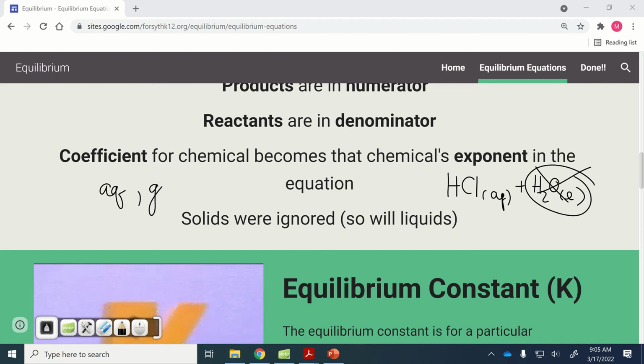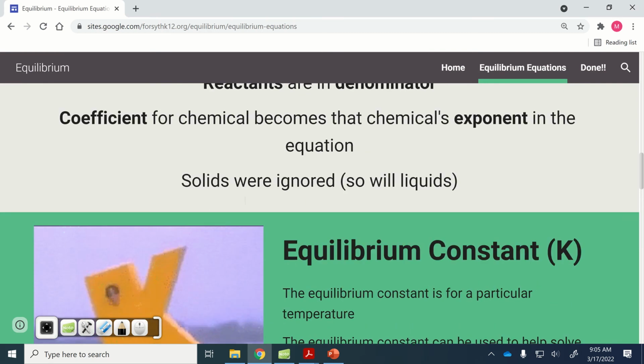Basically we will only be focusing on the aqueous ones because we have to have all of the values in molarity. We have to have the concentration of them in molarity. There is a way to do it with gases where you do it all in kilopascals or a pressure unit. We're not going to really deal with that too much in this particular case.